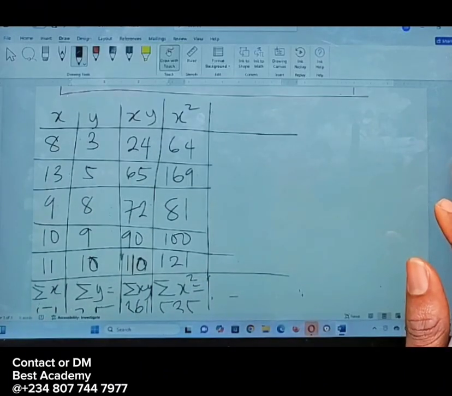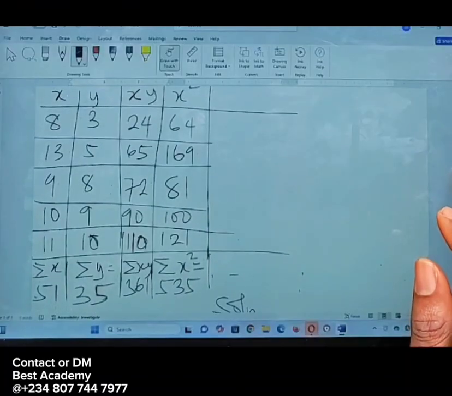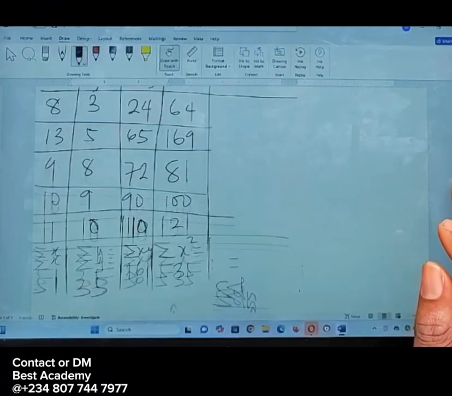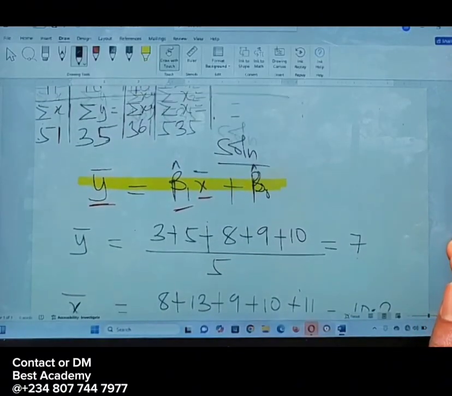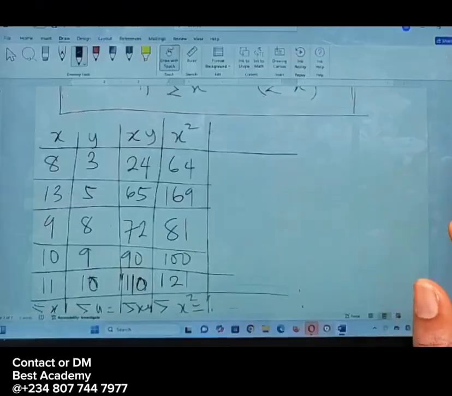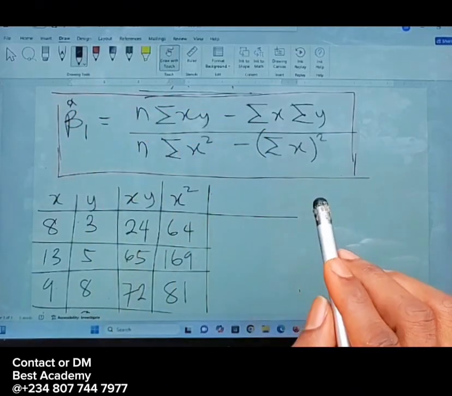So class, let's solve for beta 1 bar. Okay, and before we solve for beta 1 bar here, let's write down the parameters here.